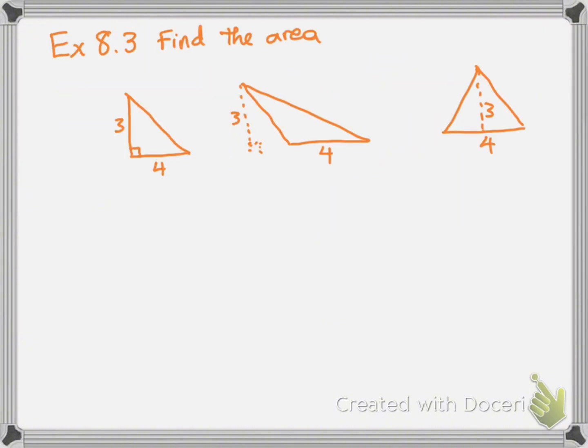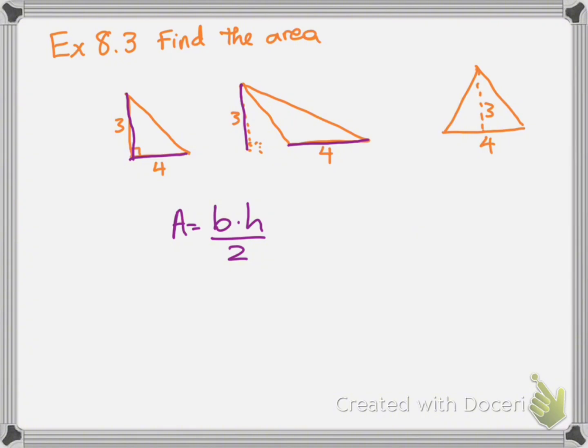In example 8.3, they asked to find the area of these 3 triangles. But notice that they all have the same base and the same height. So what we have to realize is that the area of all 3 is going to be the same because the formula is the same, base times height divided by 2. The point of this exercise is for you to see what is the base and what is the height whenever we have a right triangle, or what is the base and what is the height if we have a obtuse triangle.